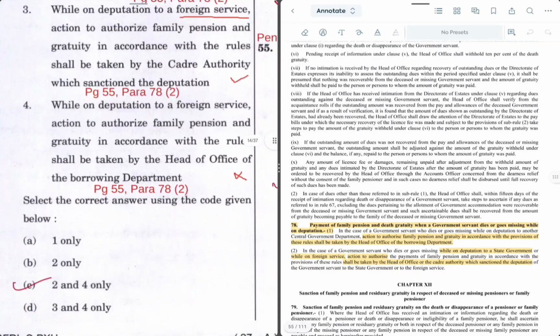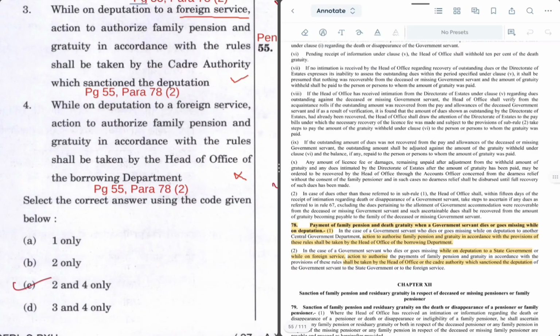Let's move on to statement 4. While on deputation to a foreign service, action to authorize family pension and gratuity in accordance with rules shall be taken by head of office of the borrowing department. So again, they are going to state government or foreign service.